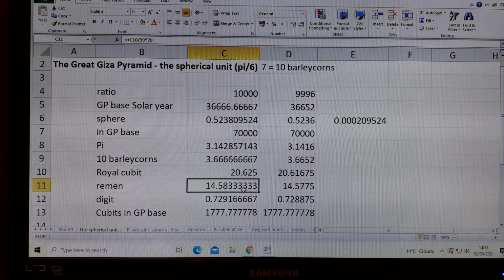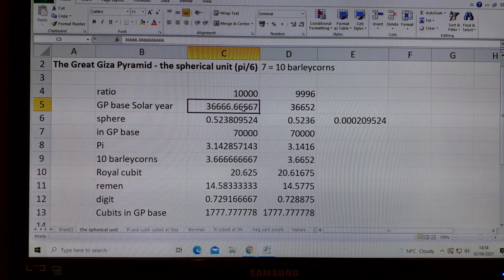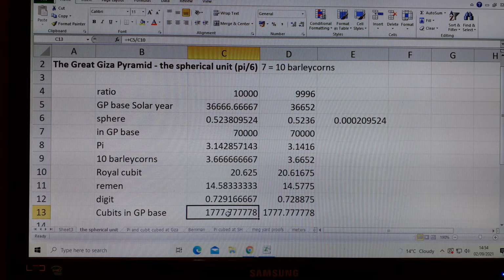But what this means is we're splitting from the new metrology condition now that there must be 1760 qubits in the GP base for all the new metrology relationships to stand up. And now we're finding that we've got 1777.777 of these royal qubits in that. So the new metrology has to work out why this has happened, and we'll find out in the next presentation.